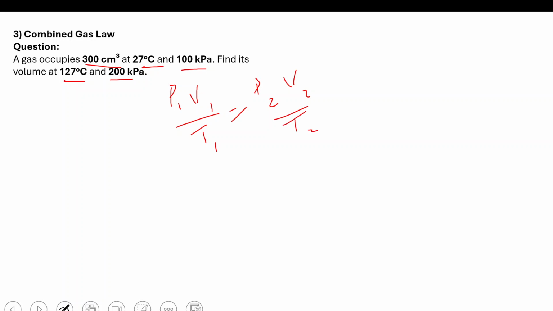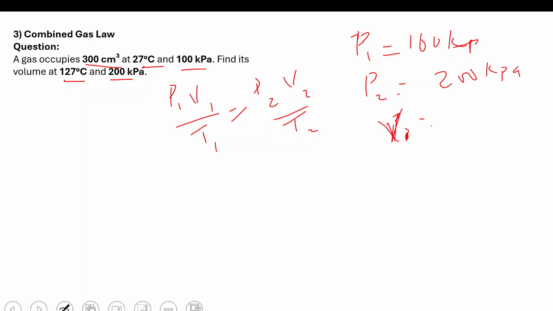So you can write out the parameters. P1 here is what? 100 kilopascal. P2 is 200 kilopascal. V1 is 300 cm cubed. V2 is what we are looking for, right?